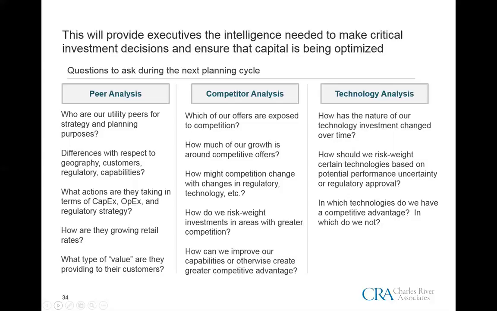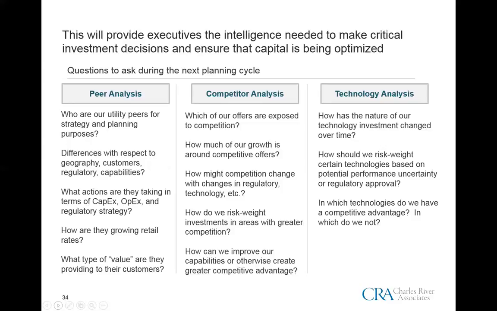And then think about differences with respect to geography and customers and regulatory and capabilities and all the things that Pat talked about a moment ago that differentiate them, at least from a rates perspective, from you. And then what are they doing in terms of CapEx, OpEx, regulatory strategy, and what does it imply for retail rate growth? And really the ultimate question is, what type of value are they providing to their customers versus what you're providing, and does your customer value that differently than their customer?